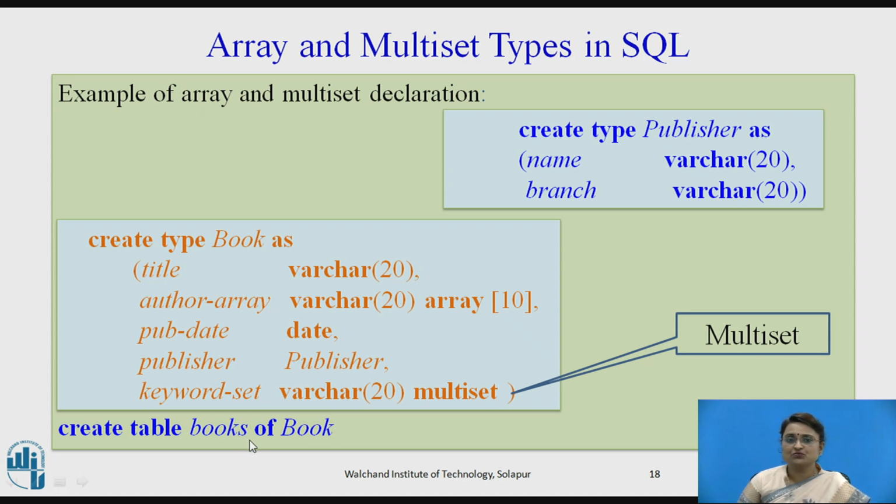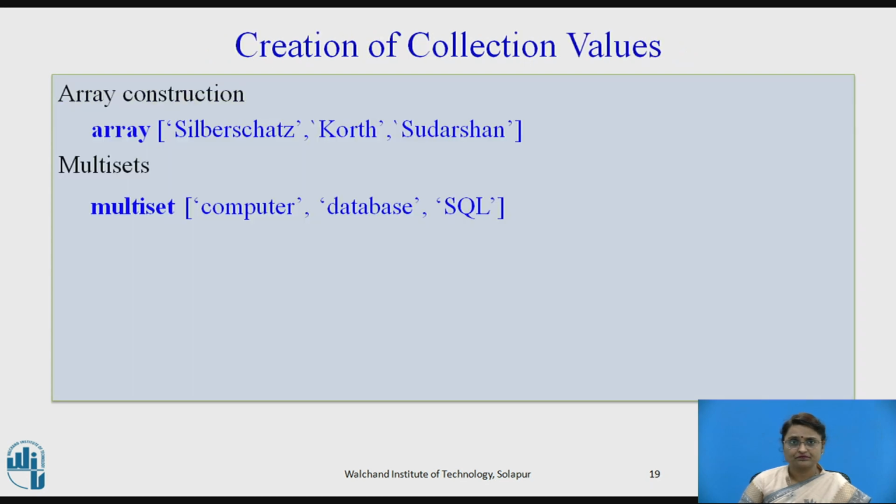Using this we are creating a books relation of book type. What is this book type? It is holding all these data types: arrays as well as multisets, and also a structure. So in this example we have seen the structure, the arrays, and the multisets.